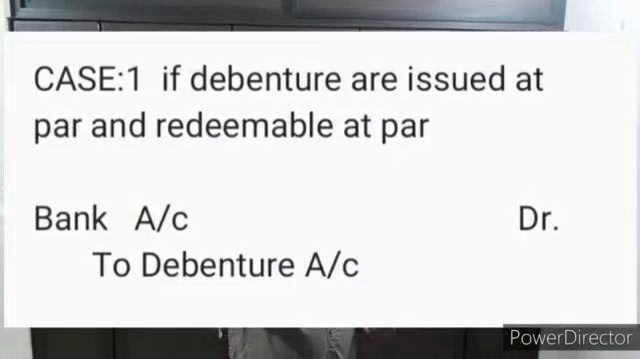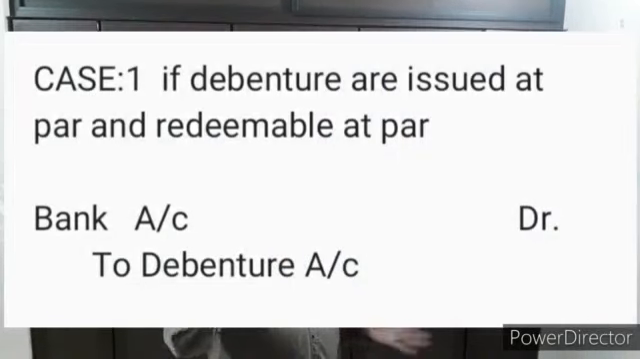So while issuing debenture, we will give an assurance to the debenture holder that the debenture will be repaid after the completion of an expiry date, say 5 year or 10 year. And meanwhile, every year the company will give a certain percentage of interest also to the debenture holder. So while issuing debenture at par and redeemable at par, the journal entry will be bank account debtor to debenture.